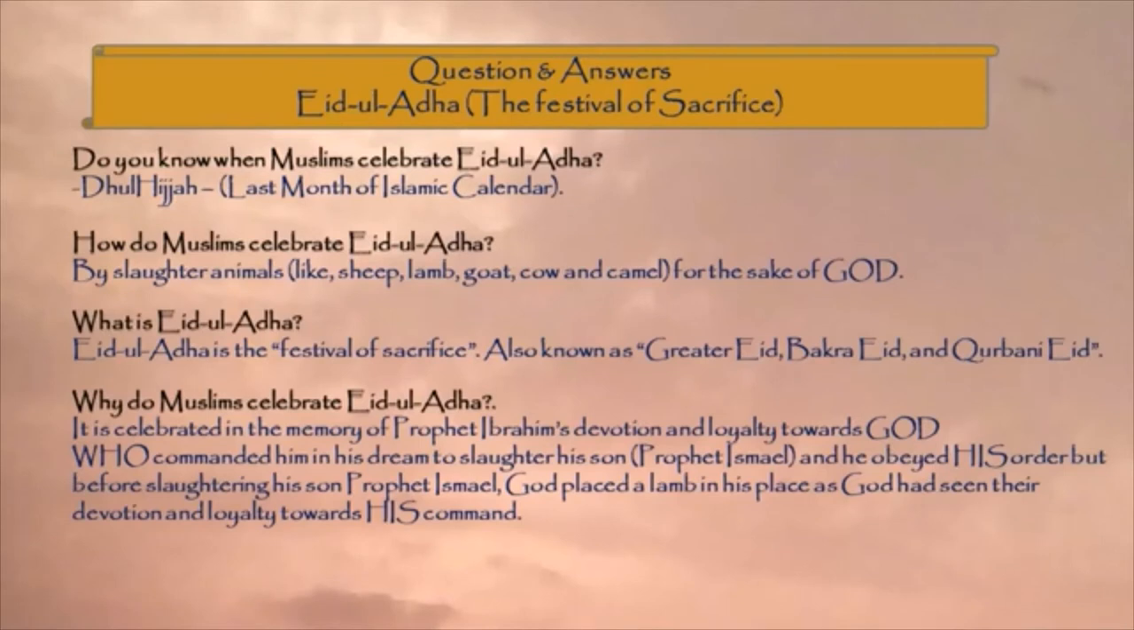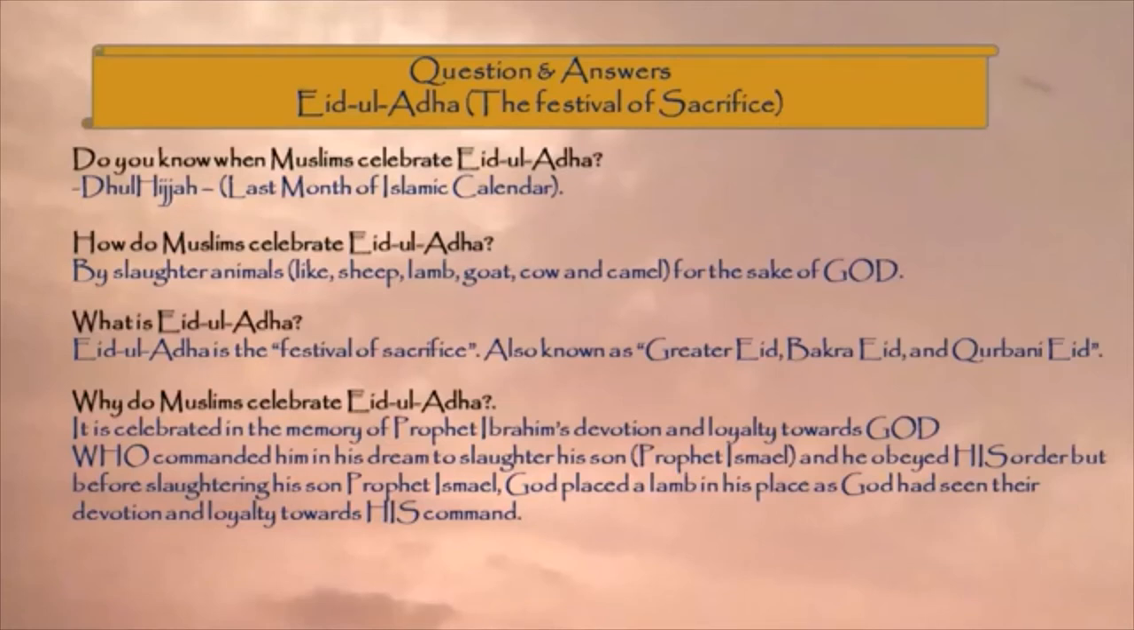Do you know when Muslims celebrate Eid al-Adha? It is in the last month of the Islamic calendar, that is Dhul Hijjah. How do Muslims celebrate Eid al-Adha? By slaughtering animals like sheep, lamb, goats, cows, and camels for the sake of God. What is Eid al-Adha? Eid al-Adha is the festival of sacrifice. It is also known as Greater Eid, Bakra Eid, and Qurbani Eid.